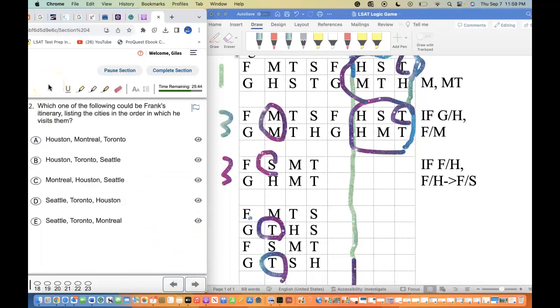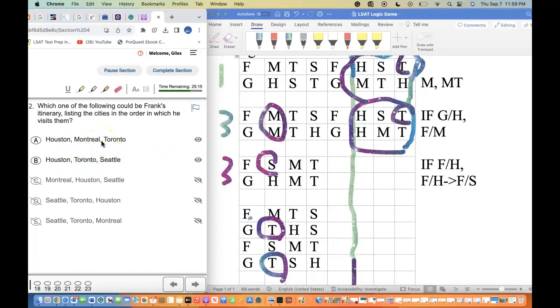Okay, here's one that we left out. Which of the following could be Frank listing the cities in order in which he visits them? Now, let's use the rules we have. Alright, Mount Rose, Toronto. It has to go Mount Rose, Toronto. It can't, so that one goes out the window. It can't go in that order as well. If Frank visits Houston, he has to visit Seattle. So it can't be going in that order. Here we go. That's okay.